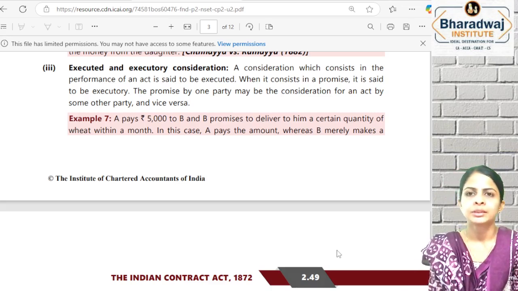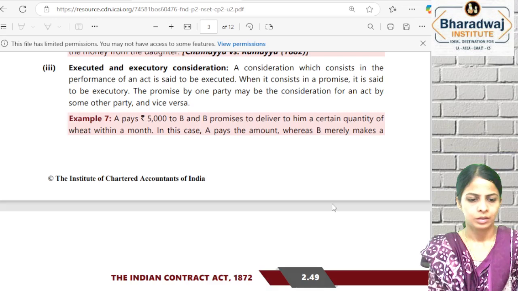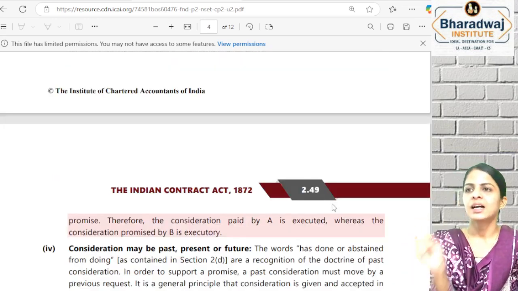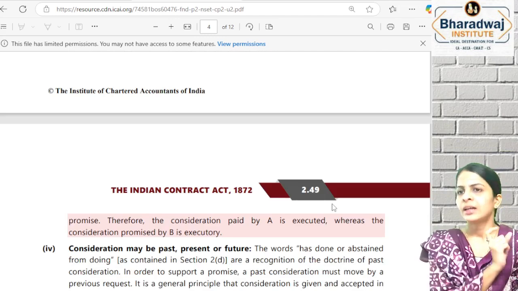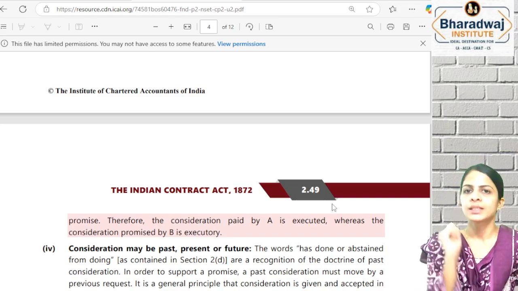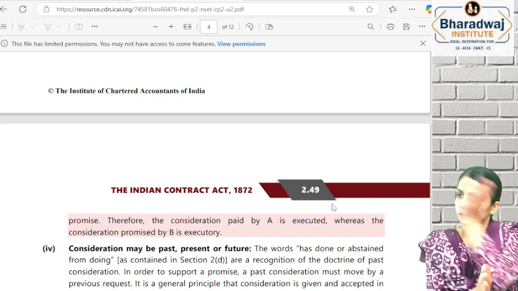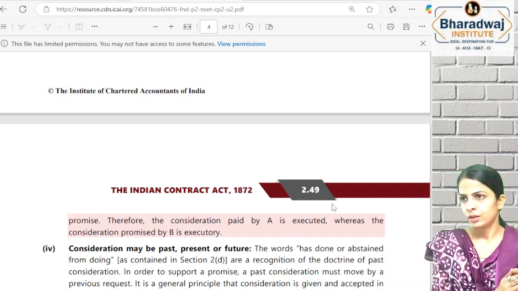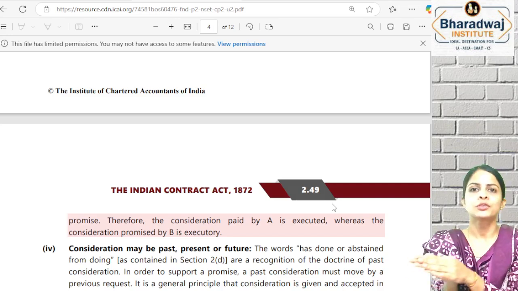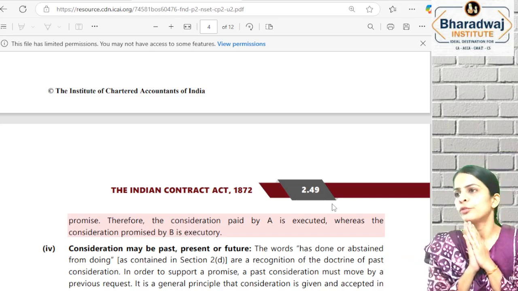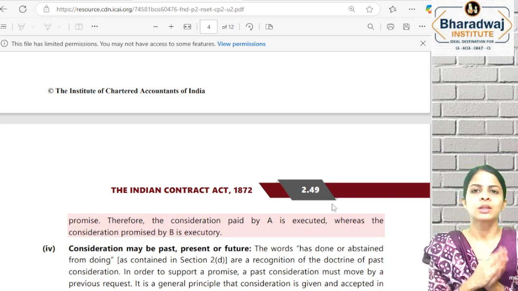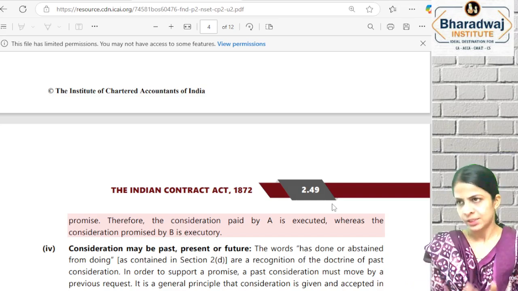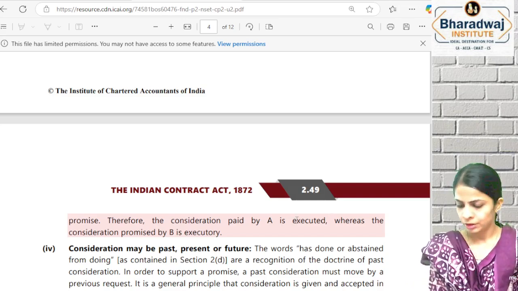Another example is credit period. A sells 100 kg of sugar to B and B says, I want a 2 months credit period. The sale of 100 kg of sugar is past consideration for B, and the payment for this 100 kg of sugar is future consideration for A. Clear? So consideration can be past, present or future. Exchanging immediately is present. Understood?